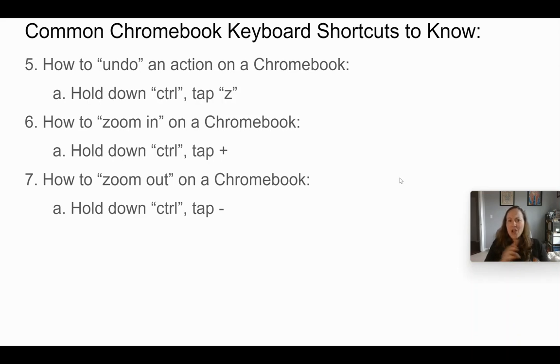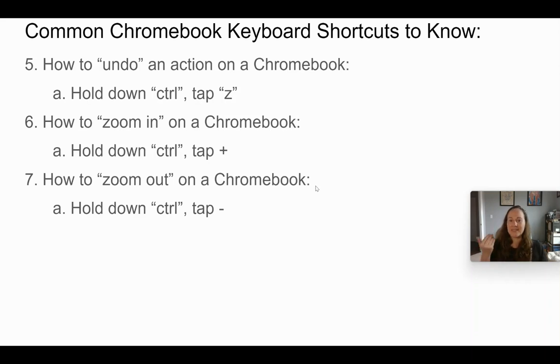How do you undo something on a Chromebook? So let's say, oh my gosh, I just made a huge mistake and accidentally deleted a whole paragraph of my paper. Well, Google and your operating system has built in a failsafe, right? A way for you to undo that action. So you're going to hold down the Control key and then tap on the Z key. Control Z will undo the last action.